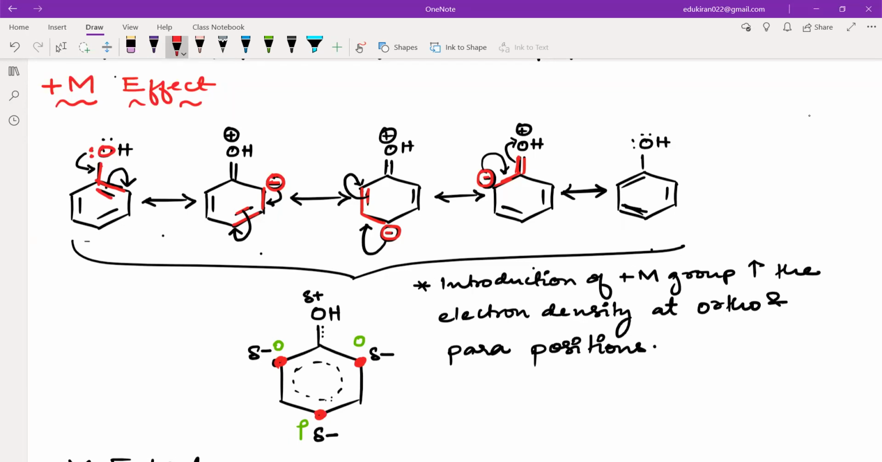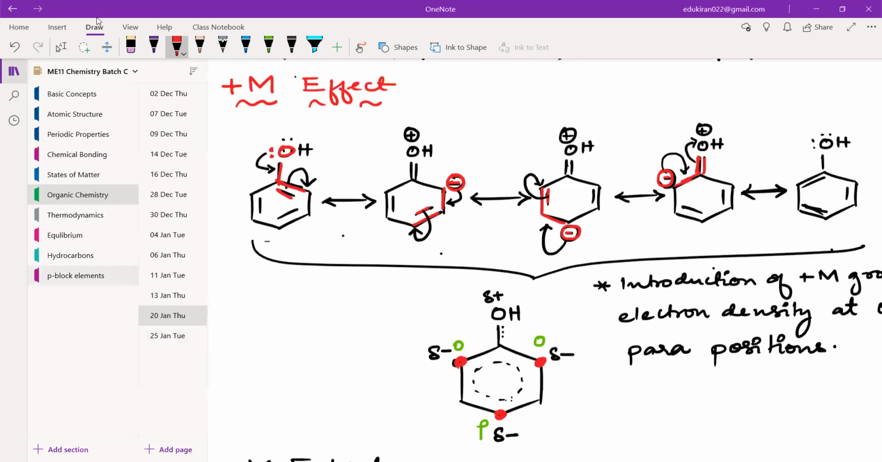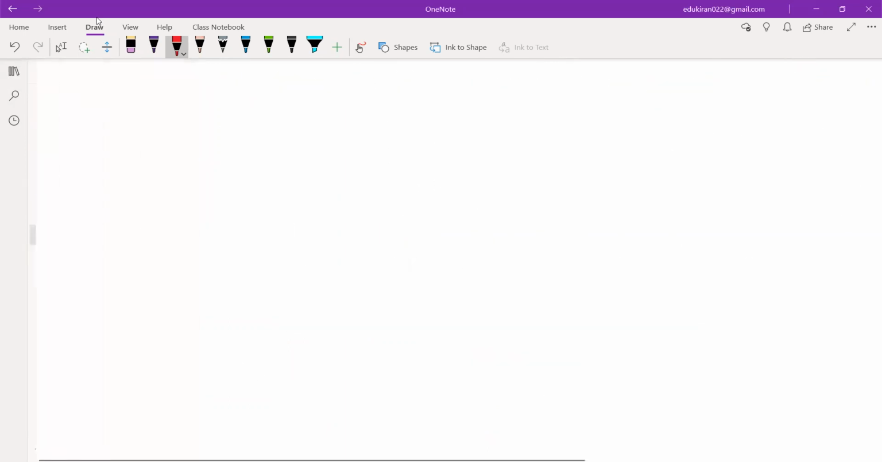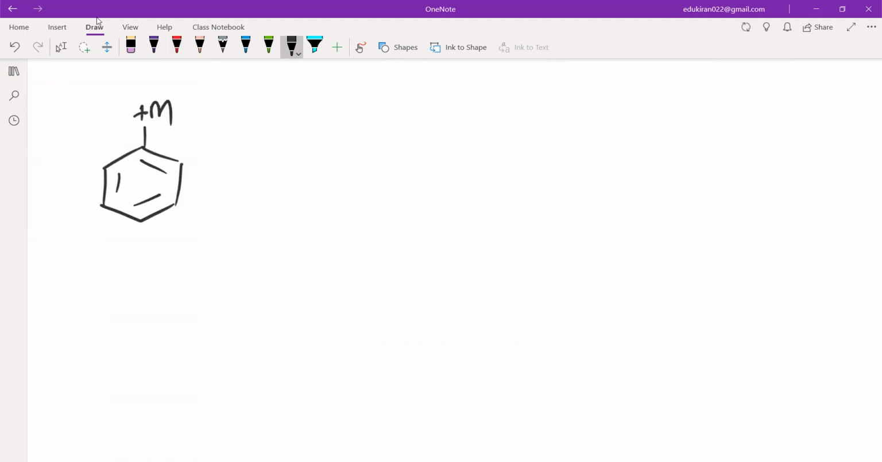Correct? Yes, sir. All of you can see this, na? Introduction of a plus M group increases the electron density at ortho and para positions. Yes? You have this in your notebook also. Now you tell me, if there is more electron density at ortho and para, then if we have a donating group, the attack, if I have a plus M group, will be either from the ortho position or from the para position. Correct? Yes, sir. So I will be getting two products.